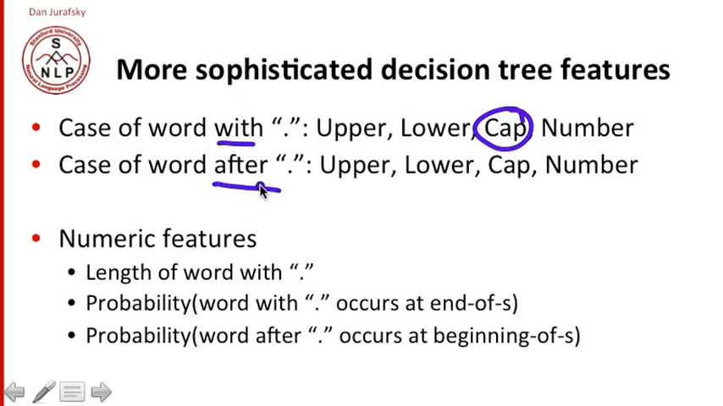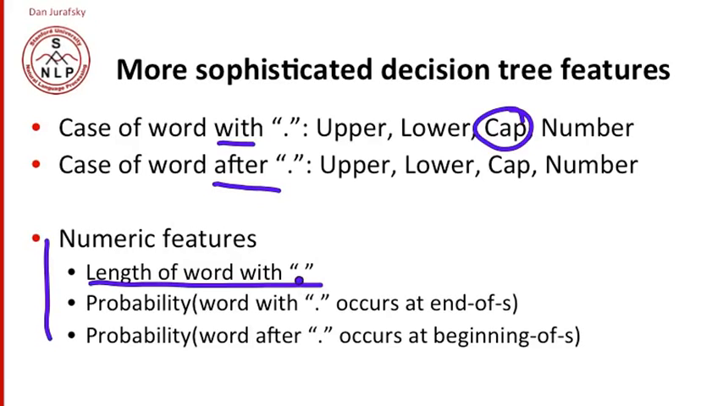We can look at the word with the period. We can look at the word after the period. If the next word starts with a capital letter, then I'm likely to be a period that ends a sentence because the next word starts with a capital letter. And we can look at lots of numeric features. So we can look at, am I a long word or a short word? So abbreviations tend to be relatively short. Acronyms tend to be very short.